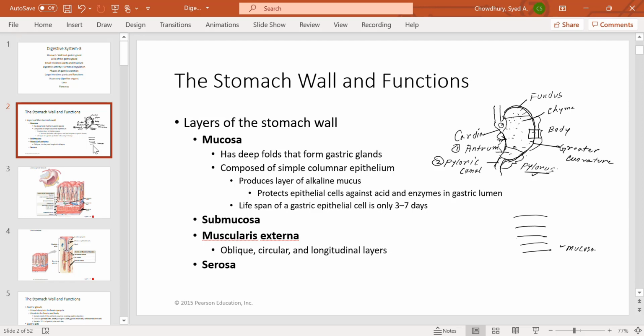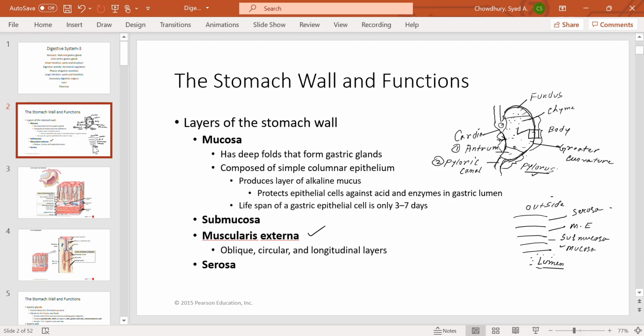Okay, and this is, so your lumen, that means inside the stomach, is here inside, and this is the outside of the stomach. So your food stuff is here, right, inside the stomach. So mucosa, and then this is submucosa. Then muscularis externa, and then outermost is the serosa.